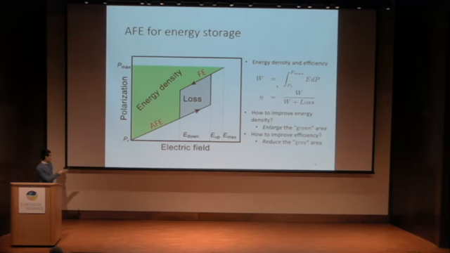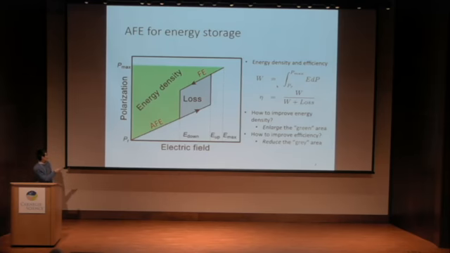And it is because of this first-order antiferro to ferro transition that antiferroelectrics can have larger energy density than other dielectrics. And the definition of the efficiency is the ratio of the discharging area to the charging area. The difference of these two areas is the loss of the energy density. So to improve the energy density, we want to enlarge the green area.